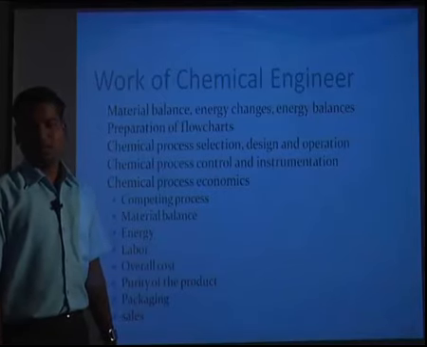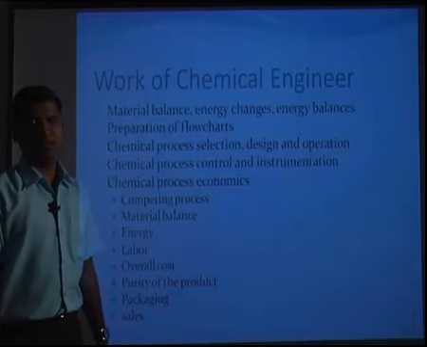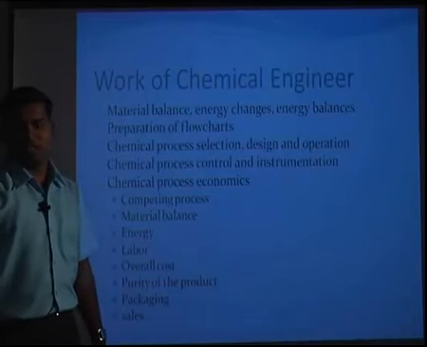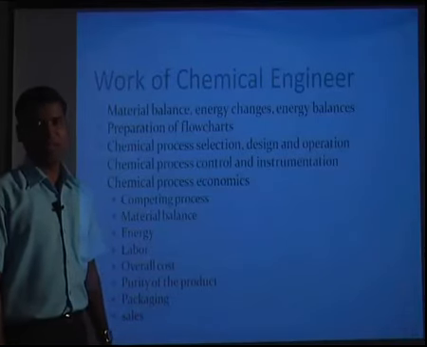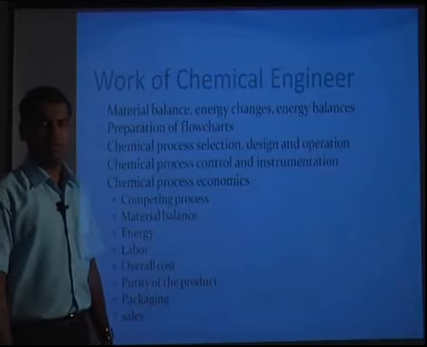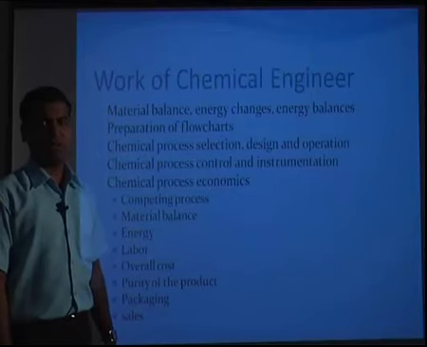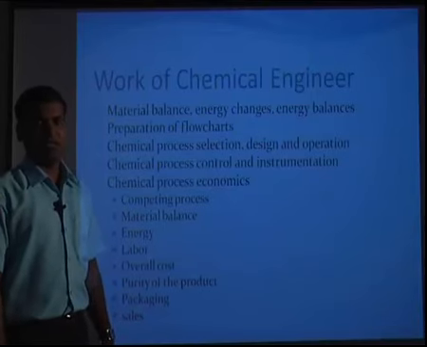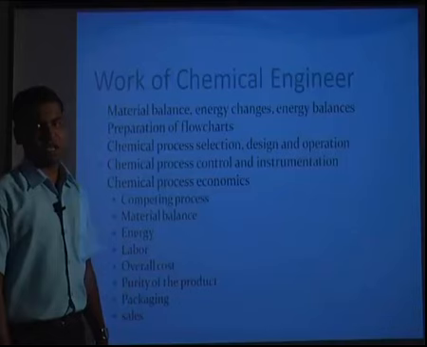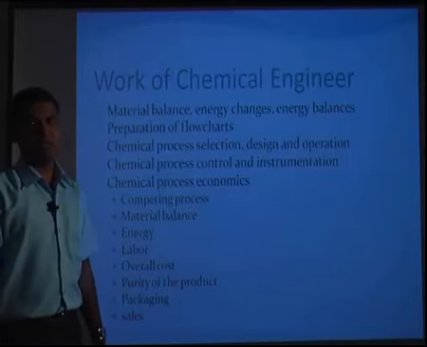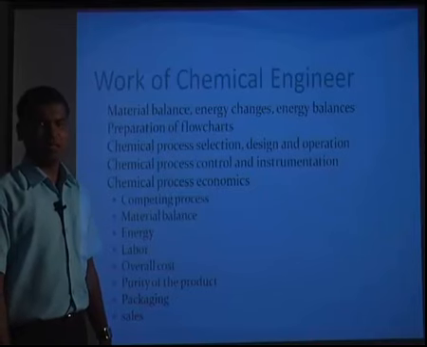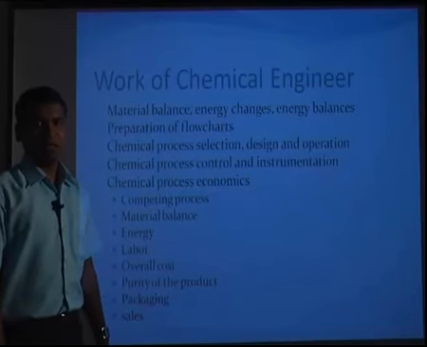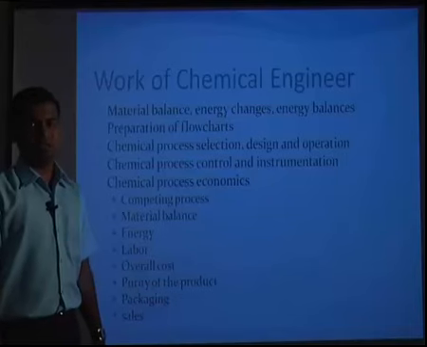And as far as chemical process economics, which is an integral part of industry, is considered, we have to look for the competing process. That means if there is more than one process available for the manufacturing of a chemical, then we have to choose a reaction which gives the maximum yield and also good conversion. As far as the chemical engineer is considered, the aim is always to make yield equal to conversion.